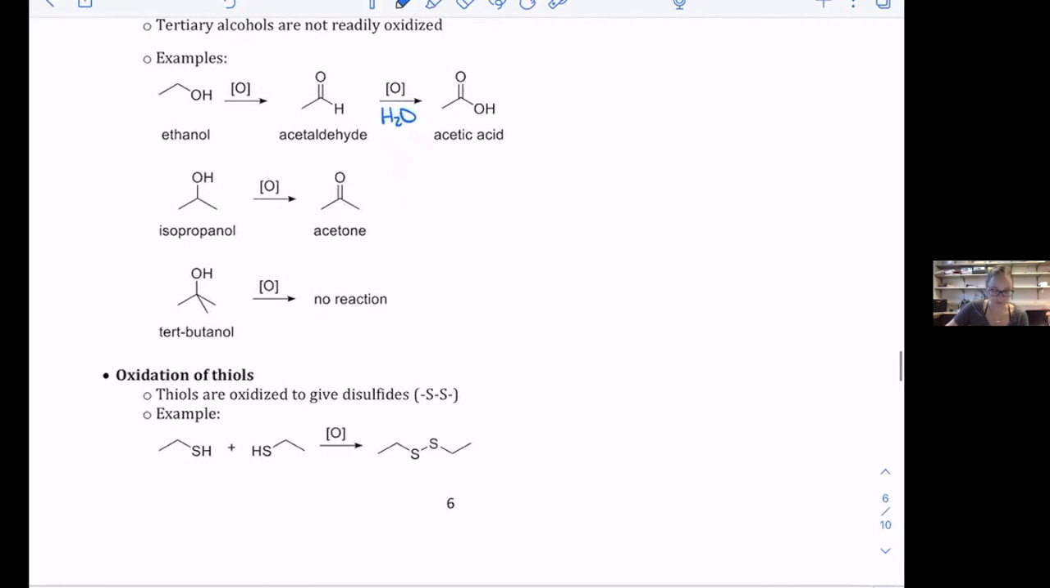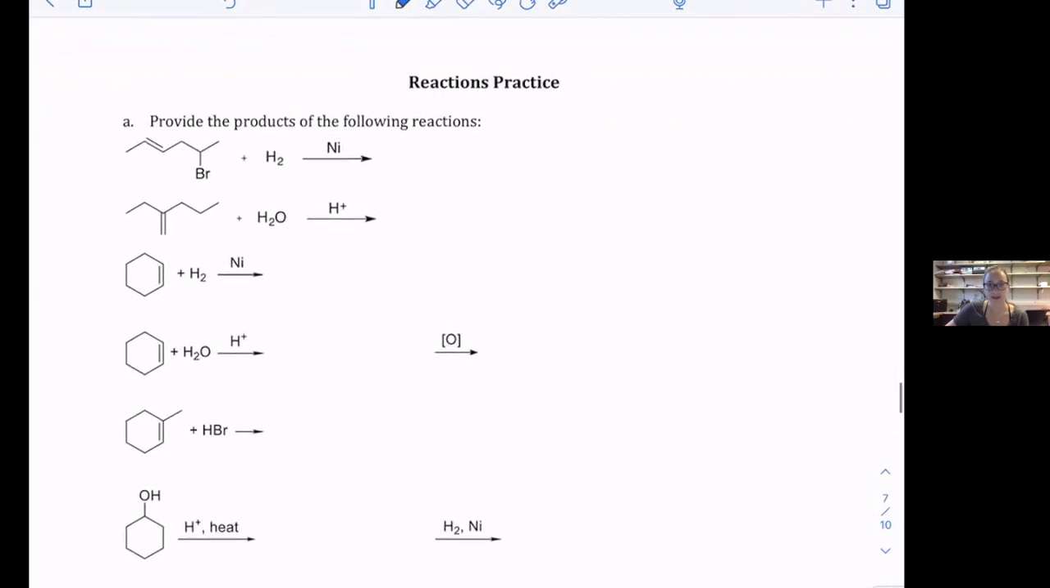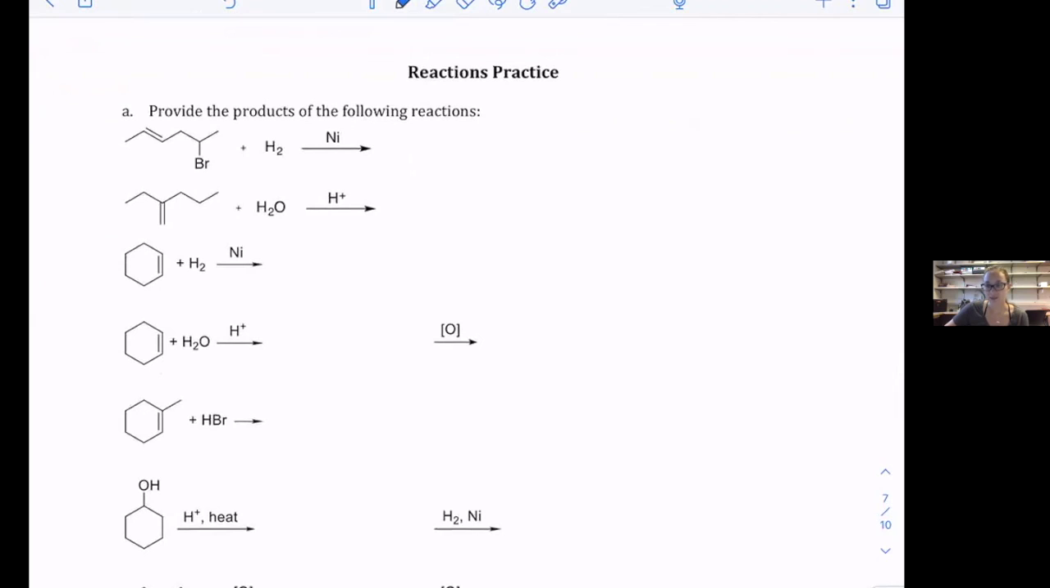And then I think the last one, I might be wrong, is the oxidation of thiols to give disulfides, where you bind these two sulfurs and make a sulfur-sulfur bond. So it's a very different kind of oxidation than with oxygens or alcohols. So there's a lot of practice reactions here. Again, I'm not going to go through these particularly, but the answers will be online.